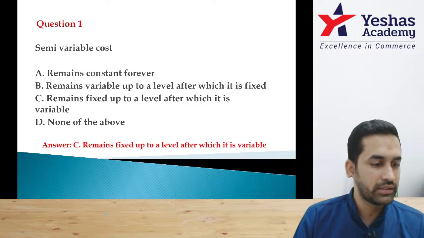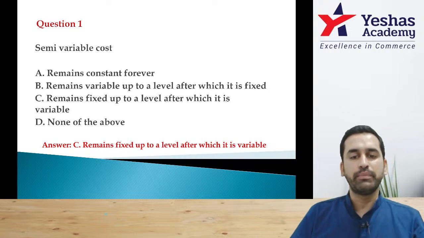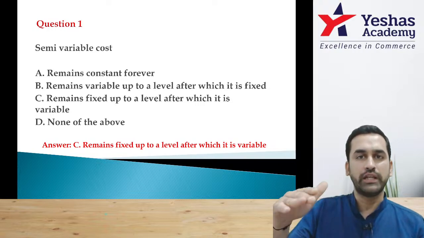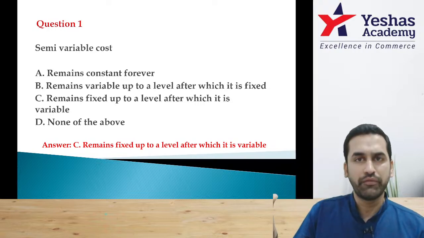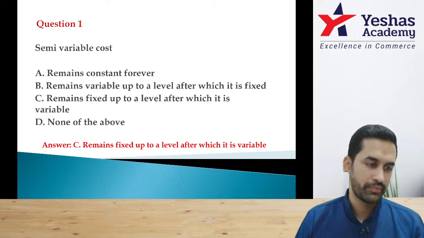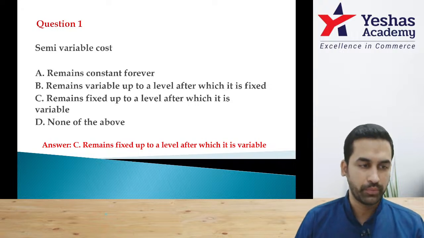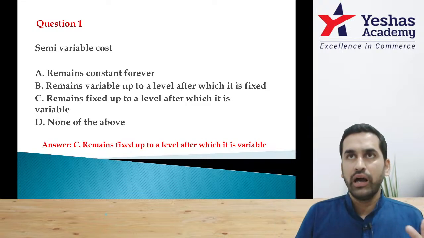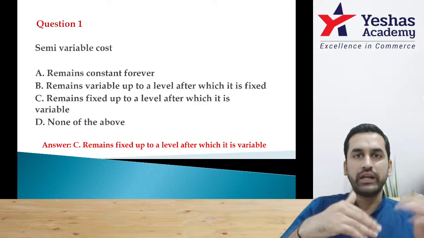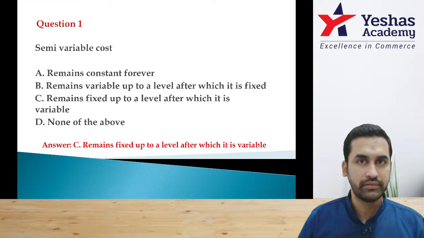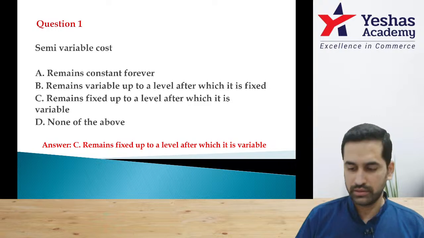Dhanush is asking, sir, why is it not B? Understand, B says remains variable up to a level. What does it mean? Up to 50 units, it keeps changing. Once it hits 50, it will remain the same forever. That's not correct. Read properly, between B and C there is a very small difference. Dhanush, I hope you understood now. B says remains variable up to a level, say 0 to 50. How is it correct to say that up to 50 it keeps moving and once it hits 50 it will remain the same forever? That's not correct. Therefore, B is a wrong answer.